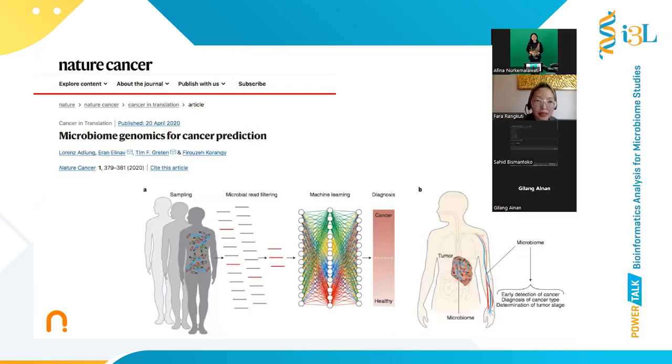This is also another example: microbiome genomics for cancer prediction. This is also a very hot area of research. A lot of people work on this, because you start to see that you can predict the incidence of cancer from someone's microbiome, even sometime before it actually happens. Another research found a link between the survivability of a patient after a certain surgery and the microbiome in their body, right? It's pretty crazy if you think about it.